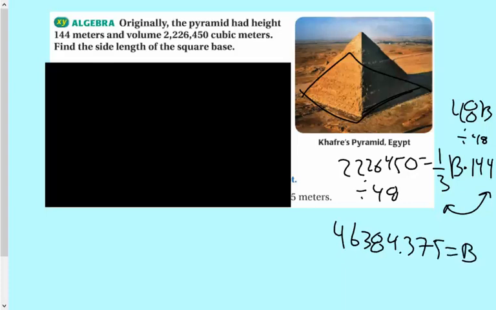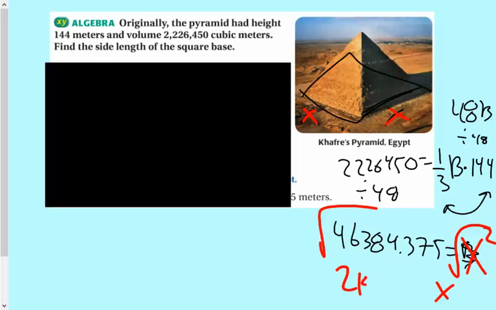So the base is really side length squared, so we'll call that x. And that x is kind of hard to see. Let me use red here. x squared. So I'm going to square root both sides. And we're going to find out that x is equal to about 215.37, and that would be in meters. So there you go. Let's see what the book did here.